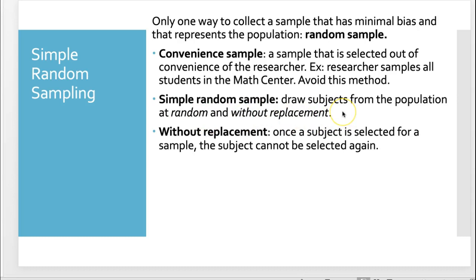Because if we were to replace the name, it would be possible that I select the same student twice, and I don't want to do that. In practice, we don't do that, since each subject represents a separate individual. So without replacement just says once a subject is selected for a sample, the subject cannot be selected again. So two things here: random and without replacement. Here my randomness generator was putting names in a hat and shuffling them around. Or you can think about bingo: they spin all the balls around, and once they select one, they put it aside.